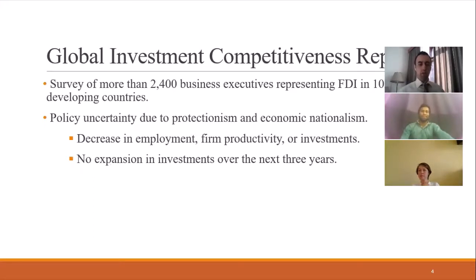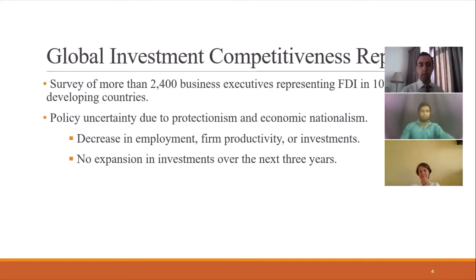In our lecture, we focus on a report by the World Bank Group, the Global Investment Competitiveness Report. Our recommendations in this lecture are based on this report. This is a survey of more than 2,400 business executives representing FDI in 10 large developing countries, including Brazil, China, India, Indonesia, Malaysia, Mexico, Thailand, Turkey, and Vietnam.